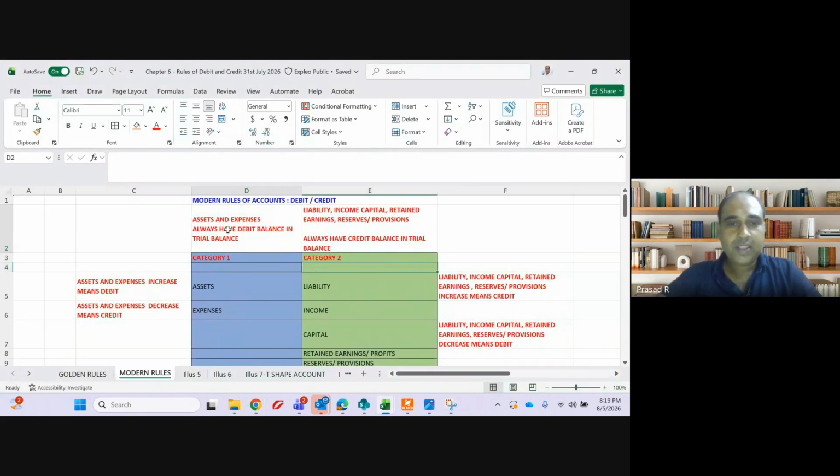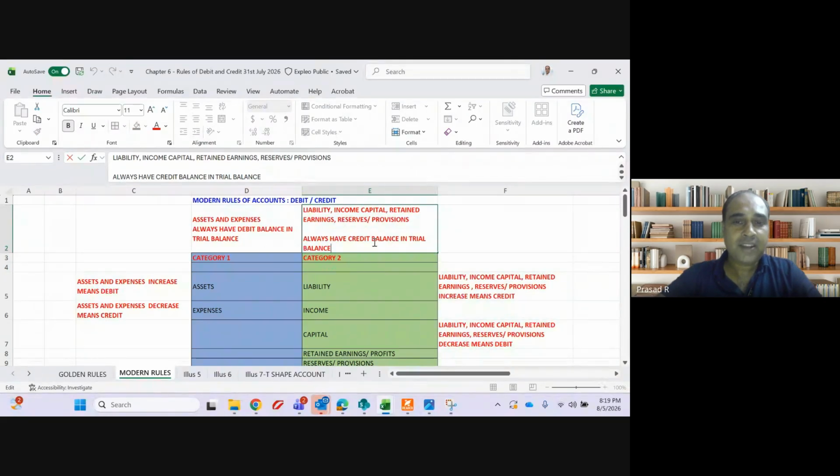Now, assets and expenses always will have a debit balance. Liability, income, capital, and retained earnings always will have a credit balance. Clear? So when I ask, capital will have which balance, guys? Debit or credit?